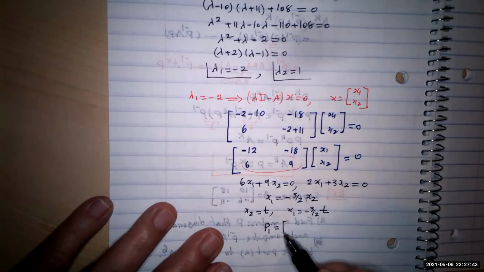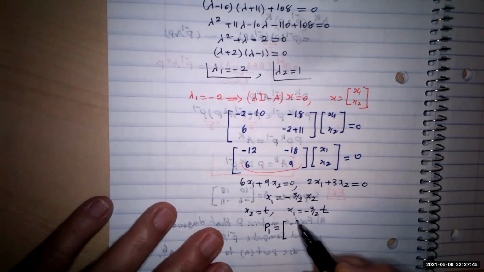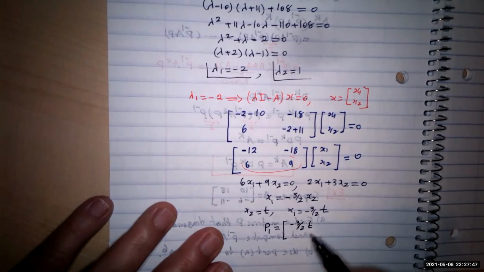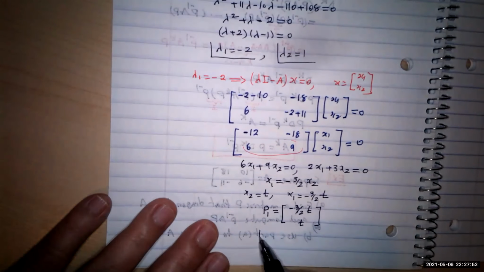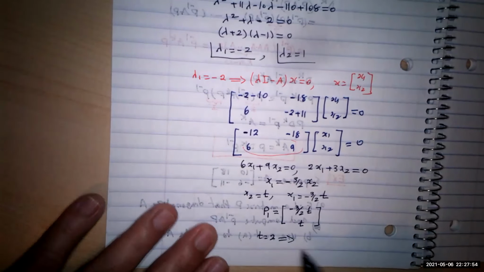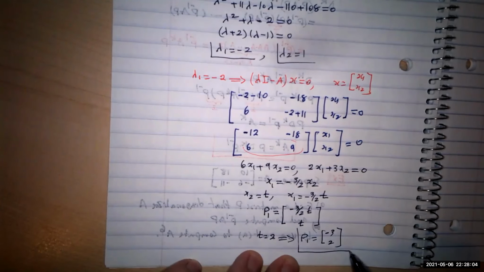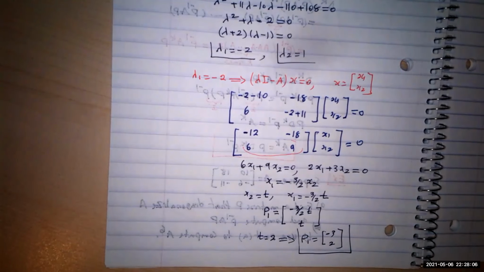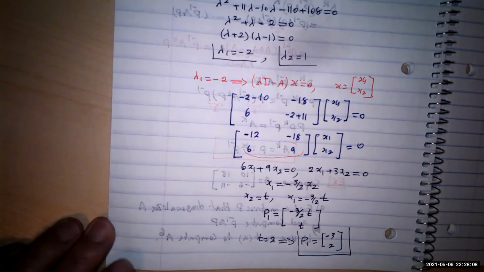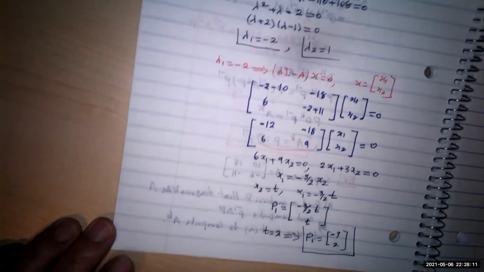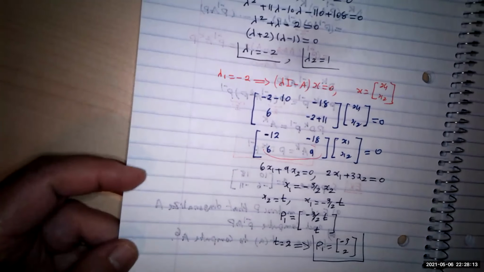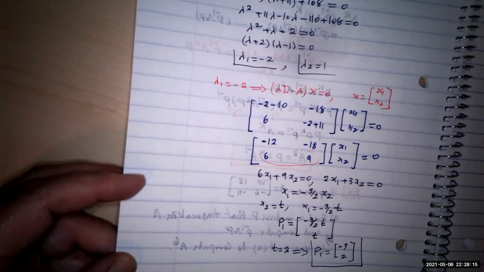So this is going to be -3/2 t and t. Just pick a nice number for t, for example t equal to 2, because we need whole numbers. So that gives us p1 equal to (-3, 2). This is the first column of the matrix P. So that's going to be the eigenvector related to lambda 1 equal to -2.